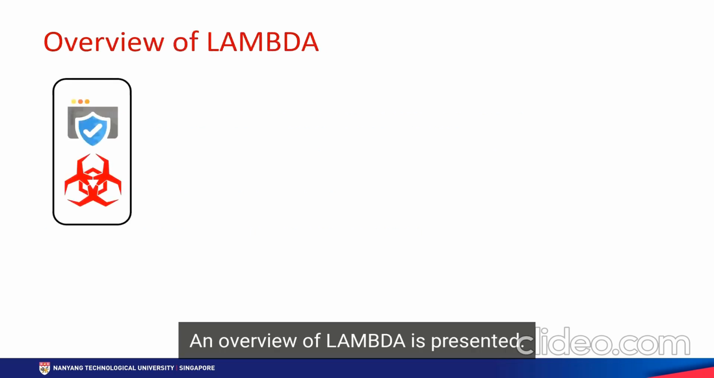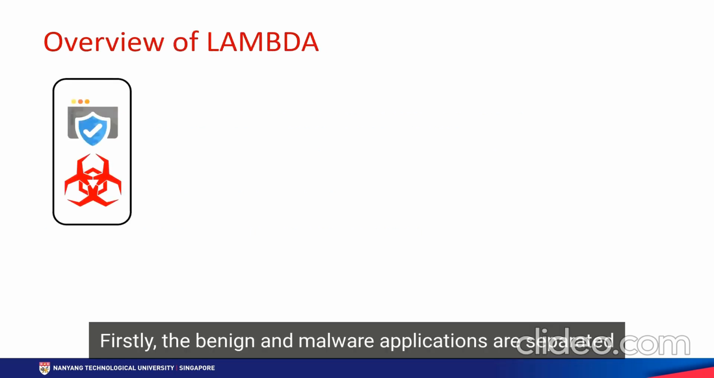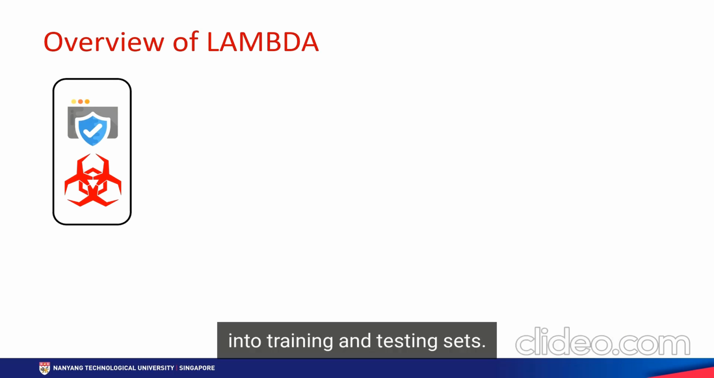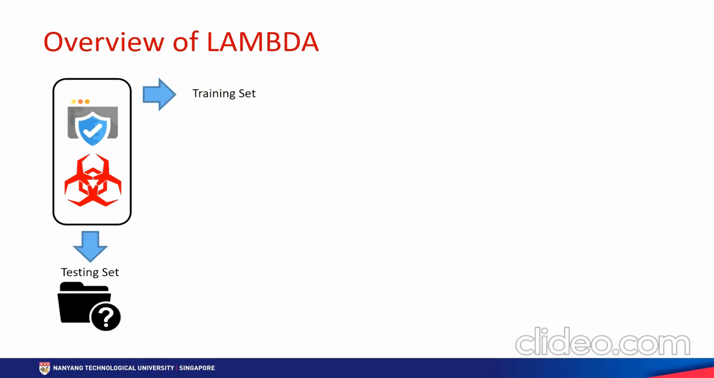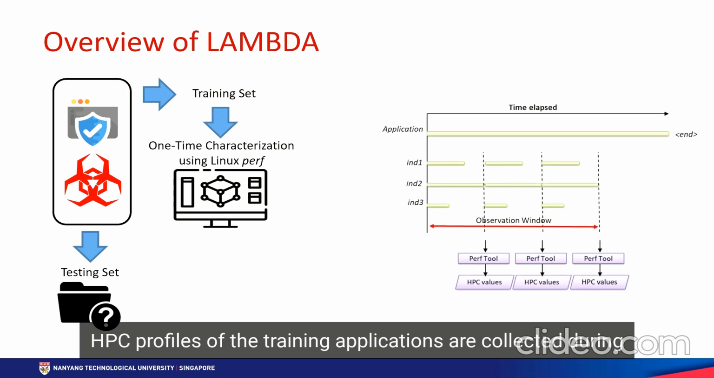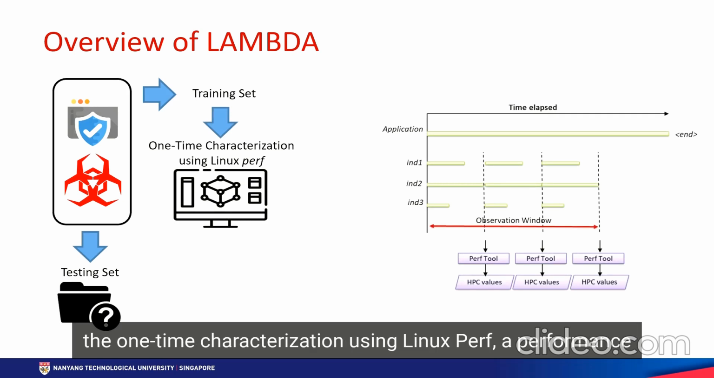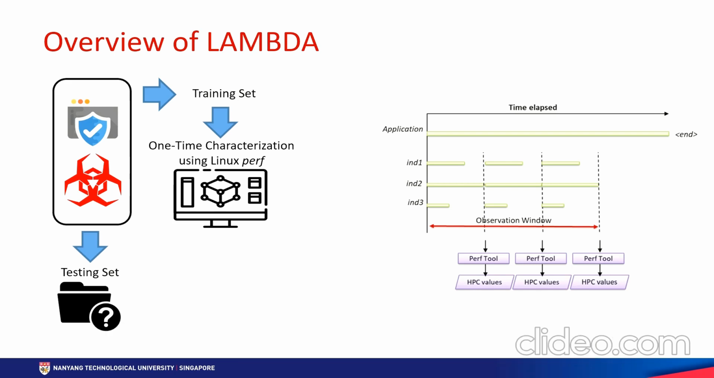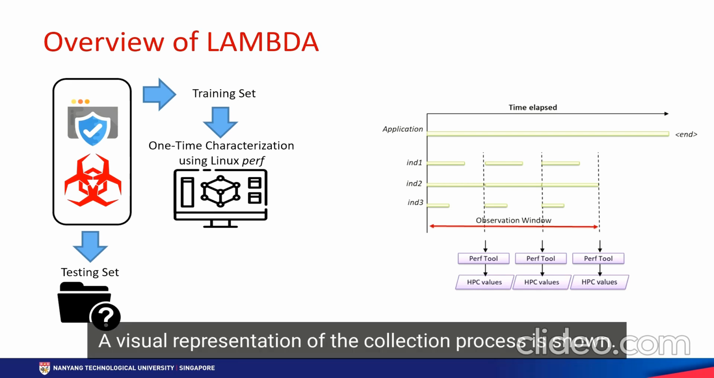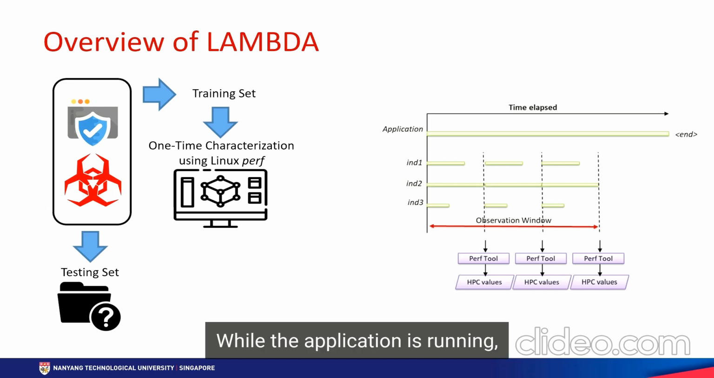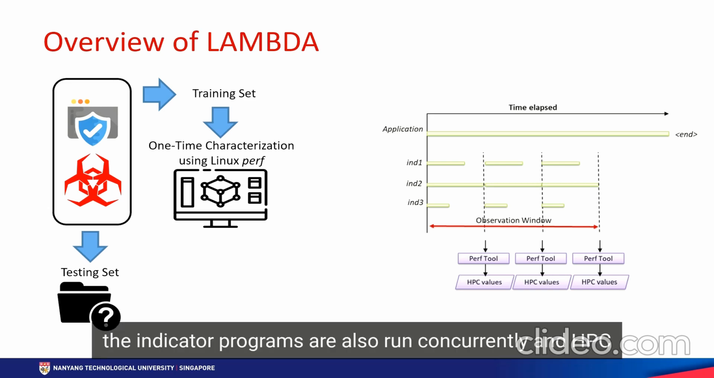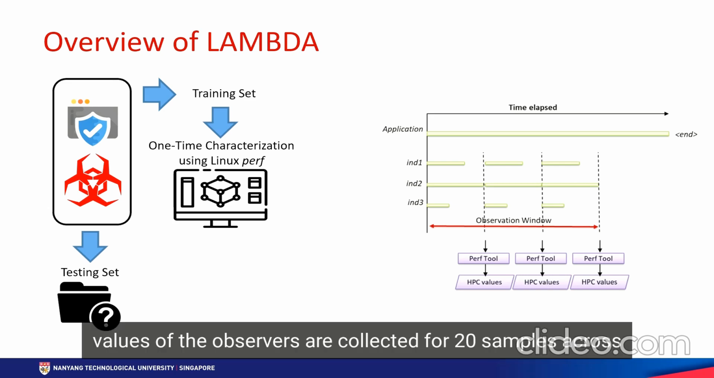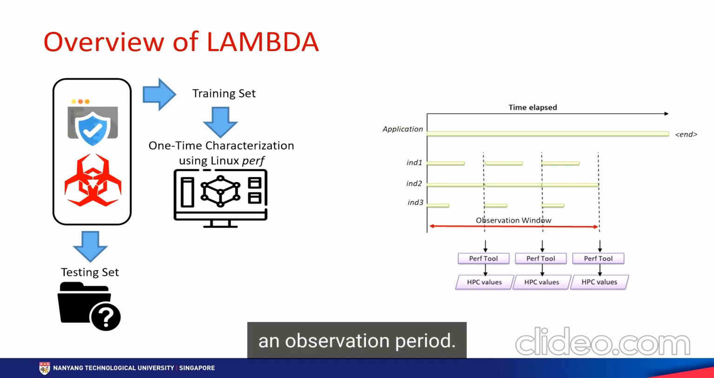An overview of LAMBDA is presented. Firstly, the benign and malware applications are separated into training and testing sets. HPC profiles of the training applications are collected during the one-time characterization using Linux Perf, a performance monitoring tool. A visual representation of the collection process is shown. While the application is running, the indicator programs are also run concurrently, and HPC values of the observers are collected for 20 samples across an observation period.